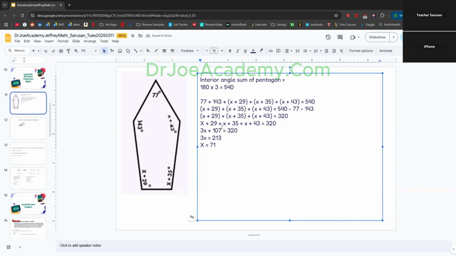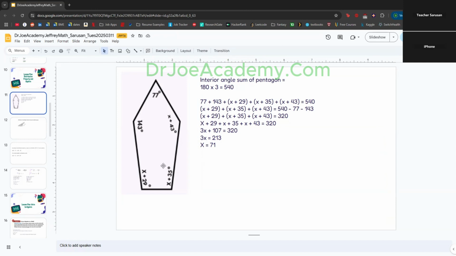And so, the question is just to find x. If they wanted you to find each individual angle, you just say this angle equals 71 plus 29. This is 71 plus 35, and so on. But this is correct. X equals 71. That's perfect. Do you have any questions with how we solve this question? Nope. All right. Excellent. So that is it for today's class.